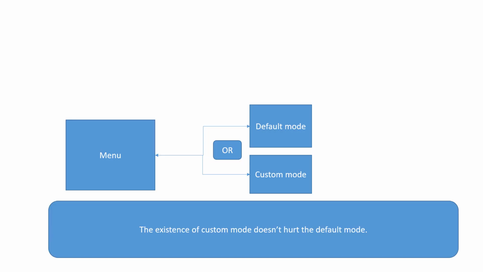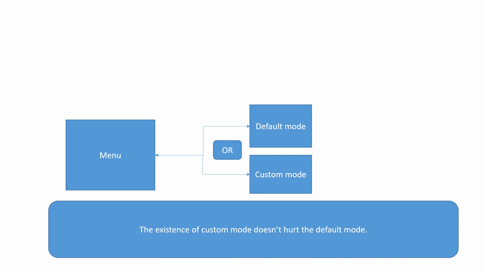Now you can see the boxes that I made. The menu box shows that the player is in the main menu. The player can choose between the default mode or the custom mode. The default mode is the intended or recommended mode by the developers. The custom mode is the non-intended or assist or accessibility mode, or you can also call it a cheat mode.